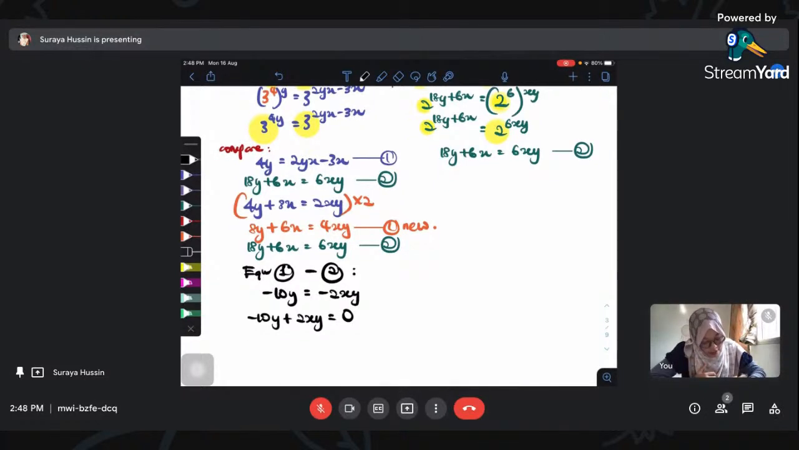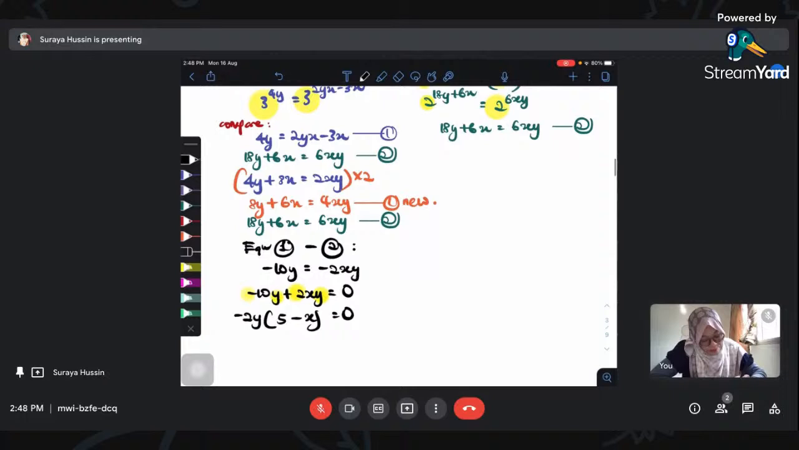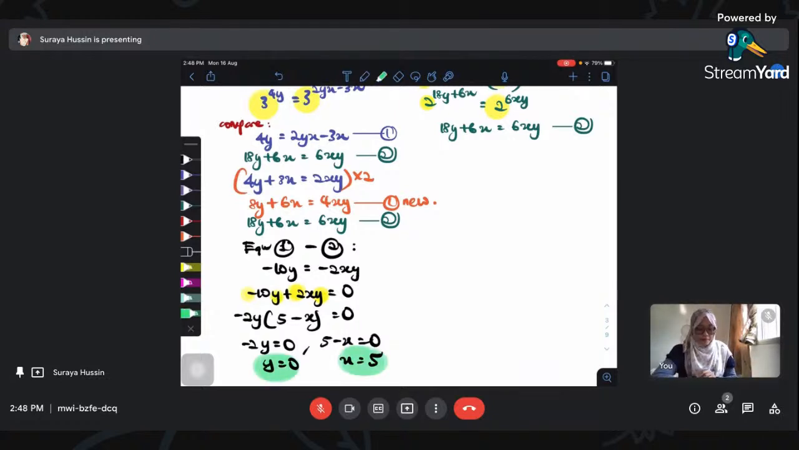And then you boleh factorizekan negative 2y sebab negative 2y ni common. Negative 2y ni boleh di factor out. And I will get inside here is 5 minus x is equals to 0. Therefore, negative 2y is equal to 0 bermaksud y equal to 0. And then your x is equals to 5. So, ini adalah jawapan kamu. Untuk y, see? Dah dapat jawapan untuk y.